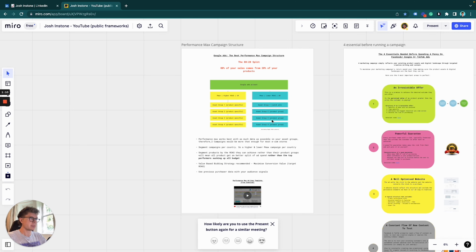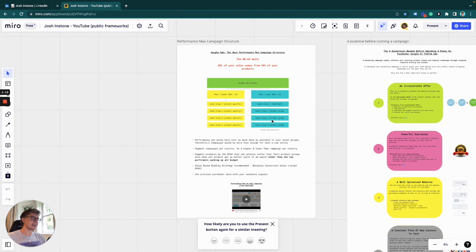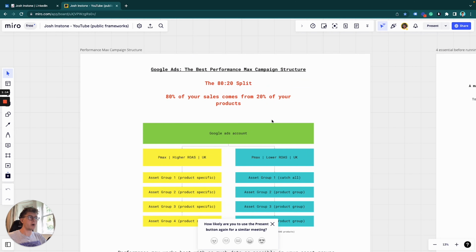Overall, this is a campaign structure that works off the 80-20 rule. The 80-20 rule is that 80% of your sales comes from 20% of your products. So you have 20% of your products generating pretty much all of the revenue, and the other 80% don't. These are your hero products. They take up the most demand, they take up the most impressions, and with the Performance Max campaign structure we split them out.